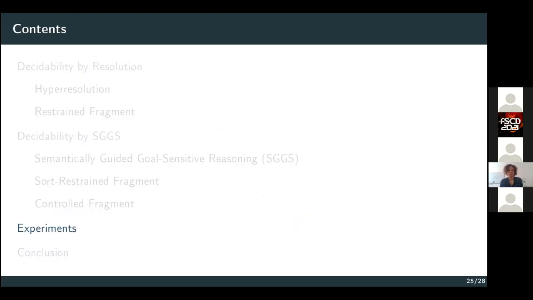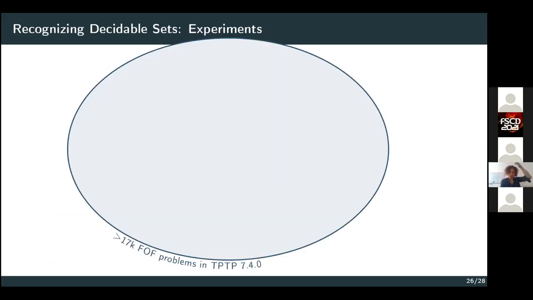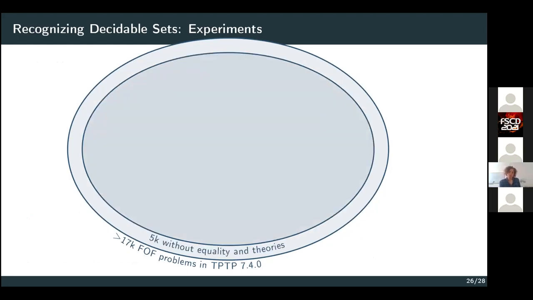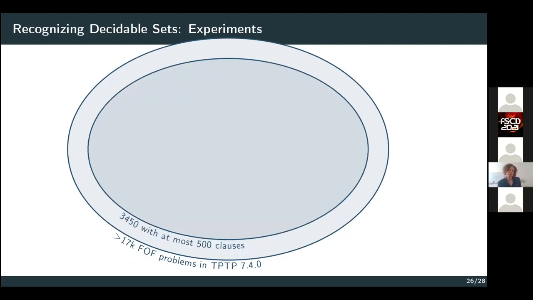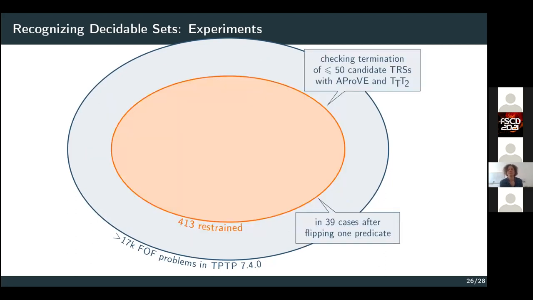Okay, I will briefly mention some experiments. So to see whether these decidability criteria are actually applicable, we looked into TPTP. We restricted to those input sets that have no equality and no theories, and we excluded those that have more than 500 clauses to end up with 3,550 potential clause sets. Out of those, we could recognize 413 as restrained using AProVE and TTT2 as termination tools and checking at most 50 candidate rewrite systems.